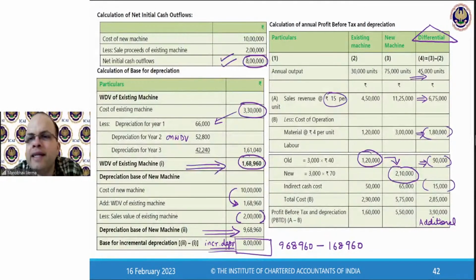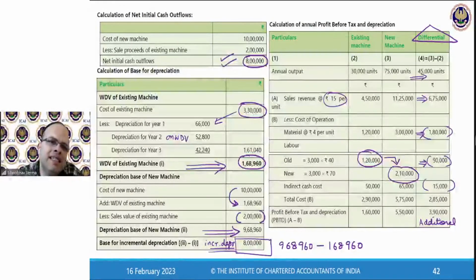Dinesh says, why are we taking the difference? Dinesh, till now, what have we done? My answer to that question, Dinesh, is that at every stage where we are talking about replacement, we are talking about the differential. If the present value of the differential things is positive, we accept it, else we reject it.